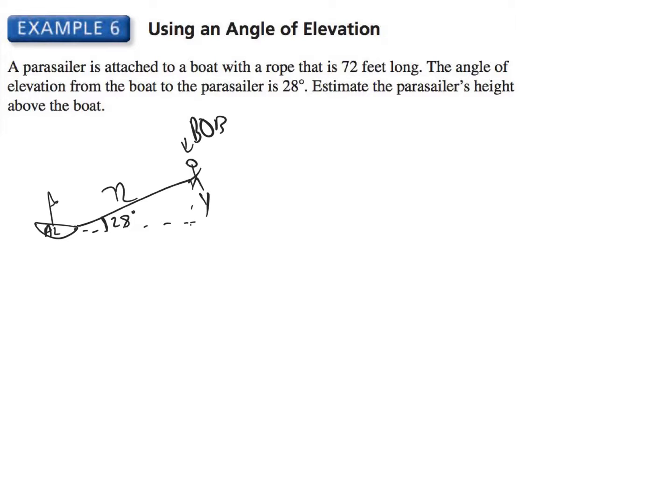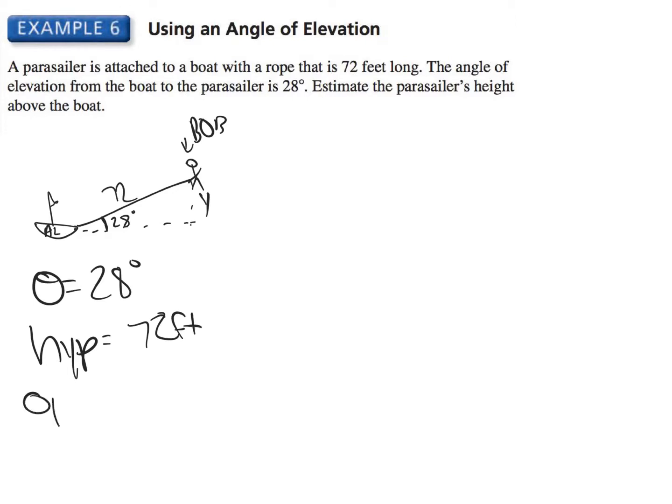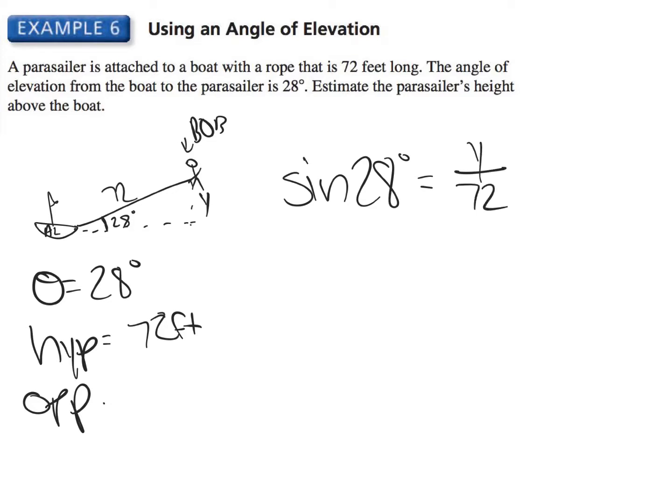So I have theta of 28 degrees, hypotenuse of 72 feet, and I need to find my opposite. So how do I find something that has opposite when I'm given my hypotenuse and my angle? Hopefully you're thinking sine. If you are thinking sine, yes, you are correct. So we have sine of 28 degrees equals our opposite, which we're calling y, over hypotenuse, which is 72.